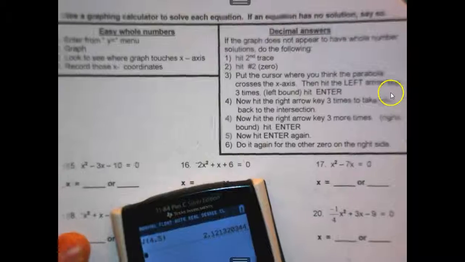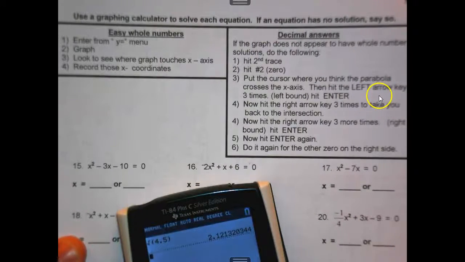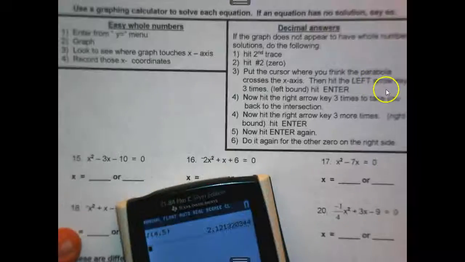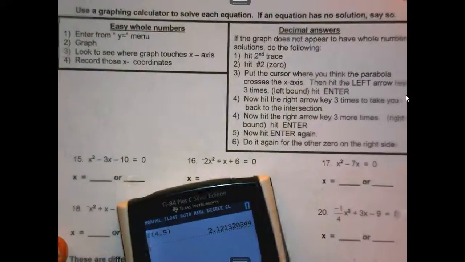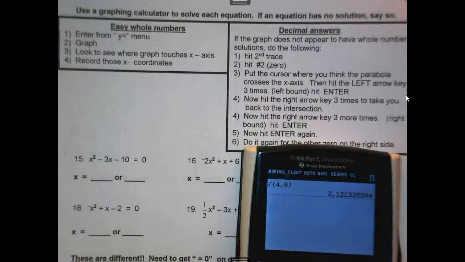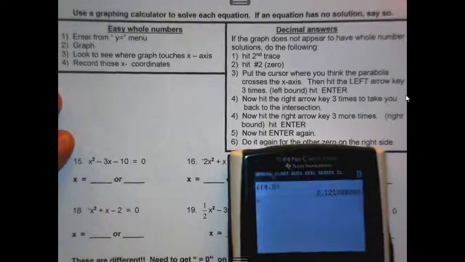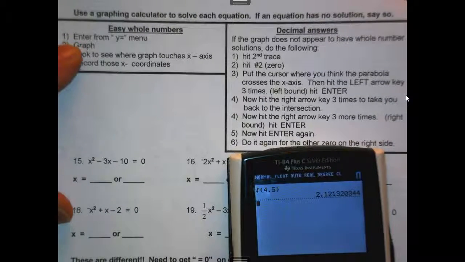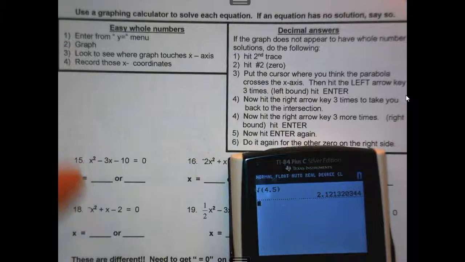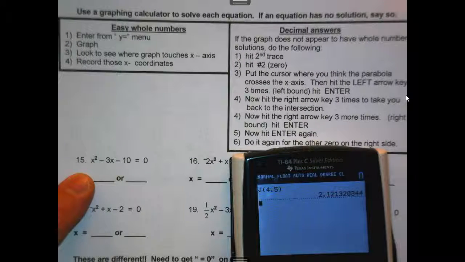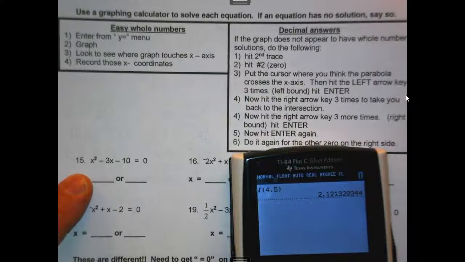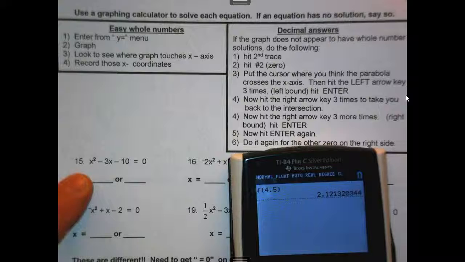And you actually have a little process here of how to do this. And I will let you do this on the quiz Wednesday. Okay, so here's what we're going to do. Easy whole numbers. Let's see if 15 is a whole number. As far as the solution, x-intercepts, zeros, roots, I'll probably say zeros. I'll probably use zeros most often.